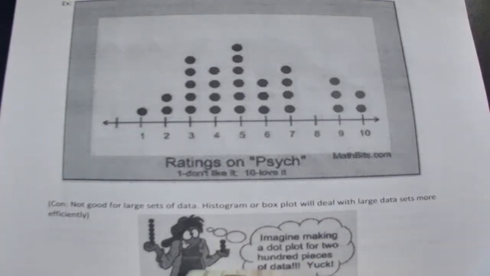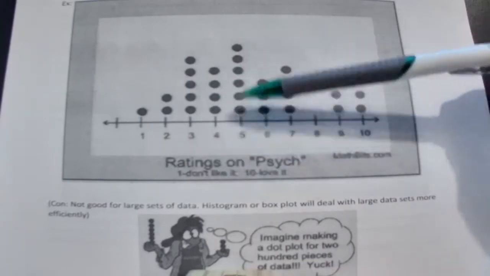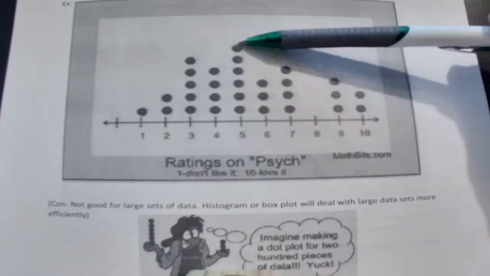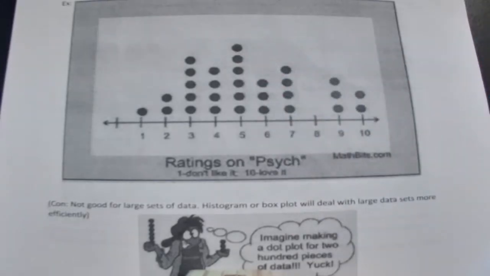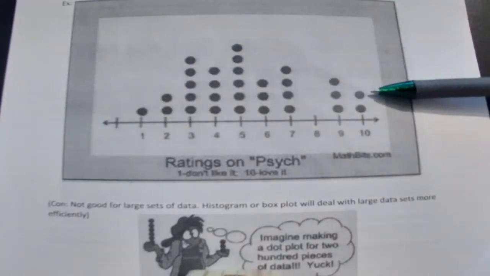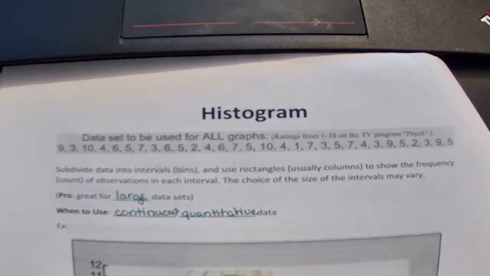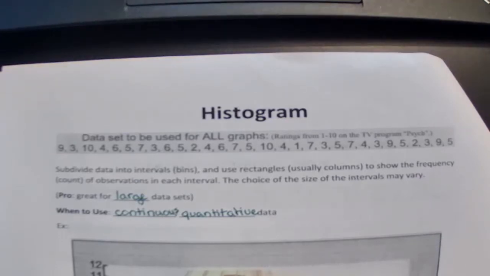So farther down on this page, here's just a visual example. So these dots represent the different data that's in there and how many of that certain amount there is. And another thing to know is the cons. So you don't use a dot plot for large sets of data. Histogram or box plots will deal with large data sets more efficiently. So if you can imagine having like hundreds of dots, you would not want to use this because it would not be very efficient.